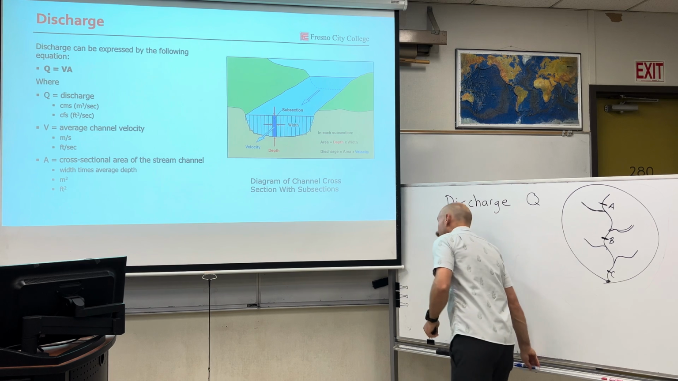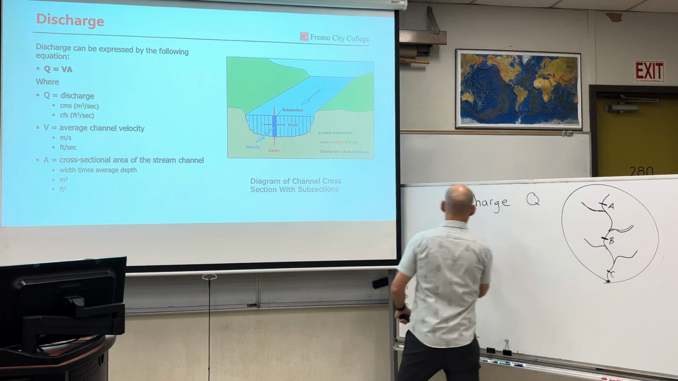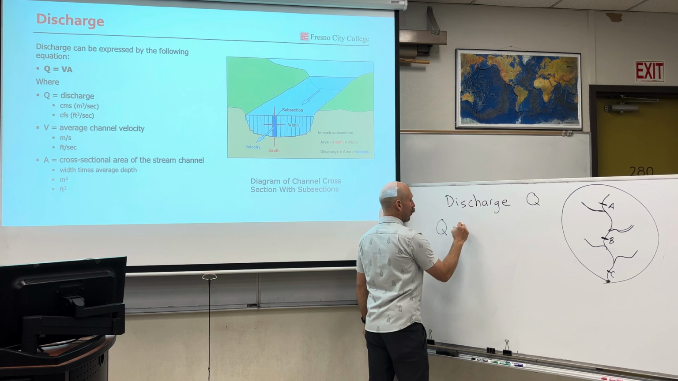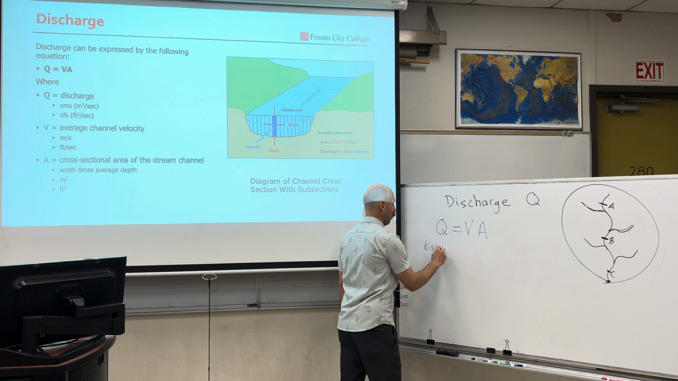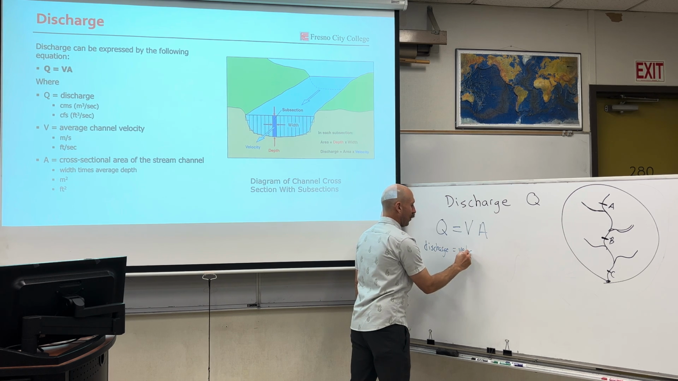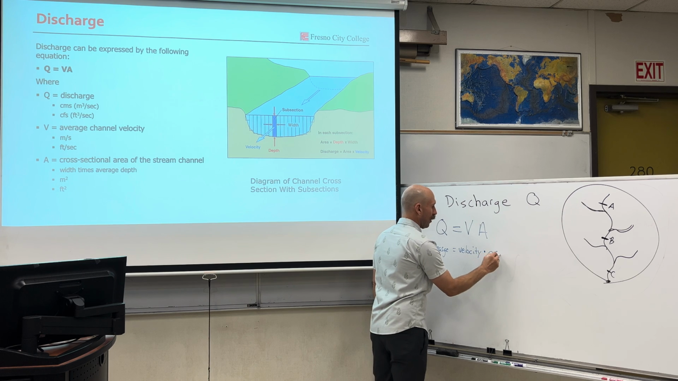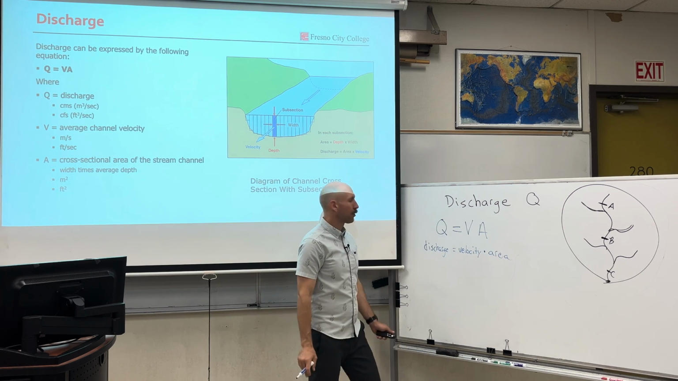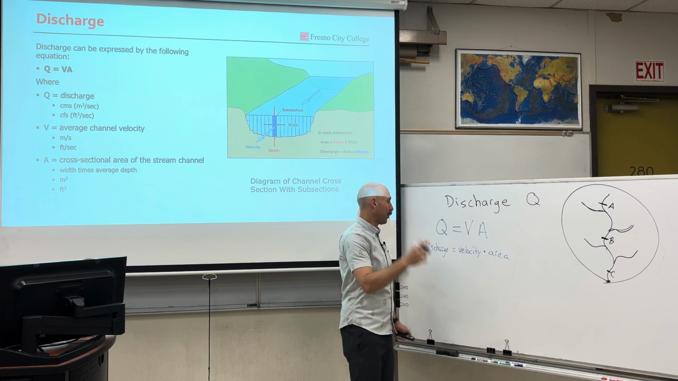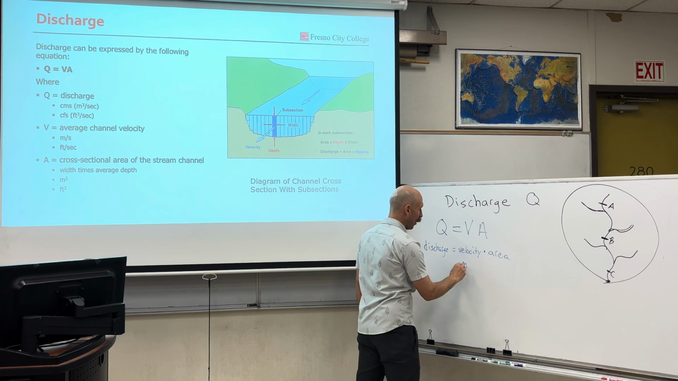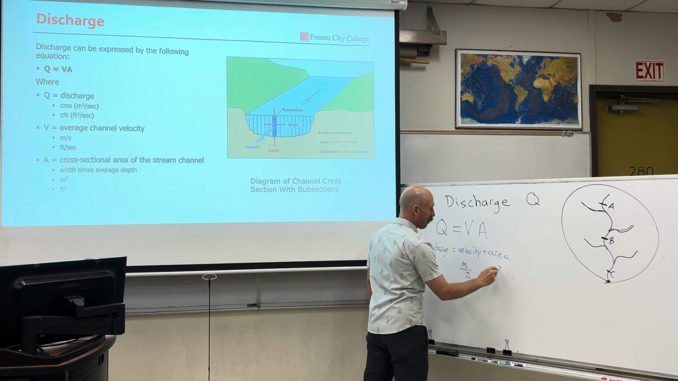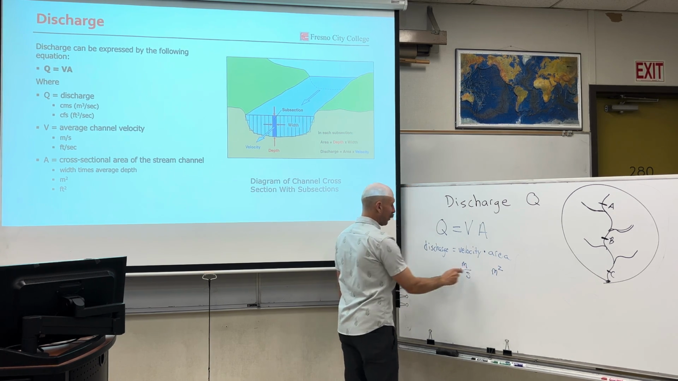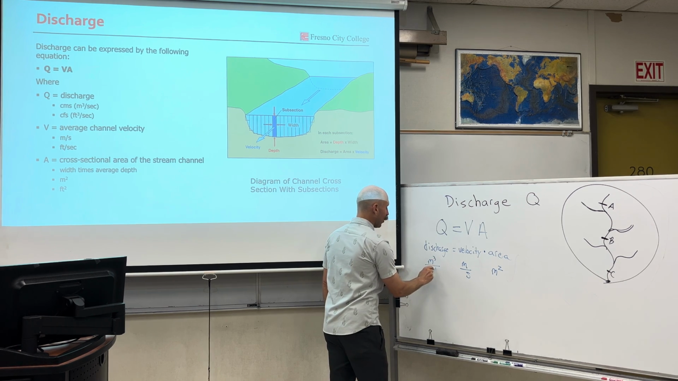Okay, so the equation here, Q equals VA. Discharge equals velocity times area. Let's put this in terms of metric units. Velocity is going to be in meters per second. An area is a length times a width, that's going to be meters squared. That would be meters cubed per second, or CMS.